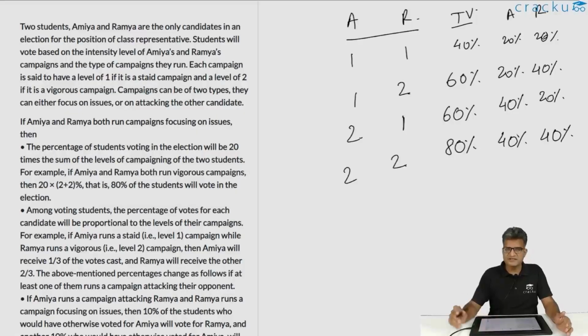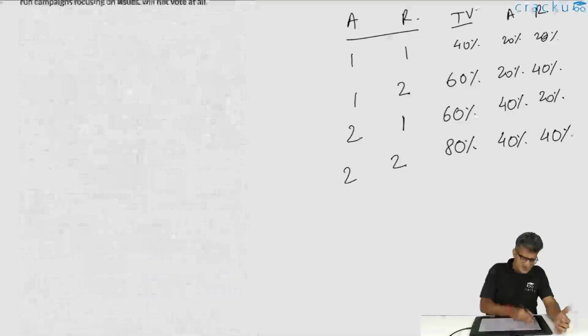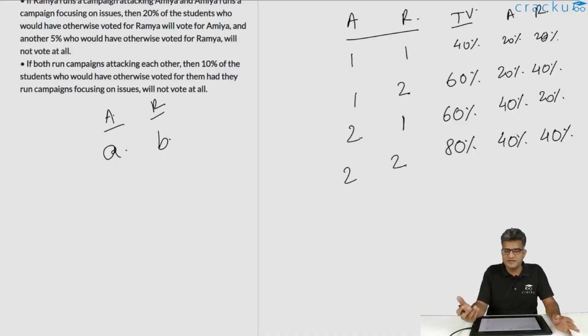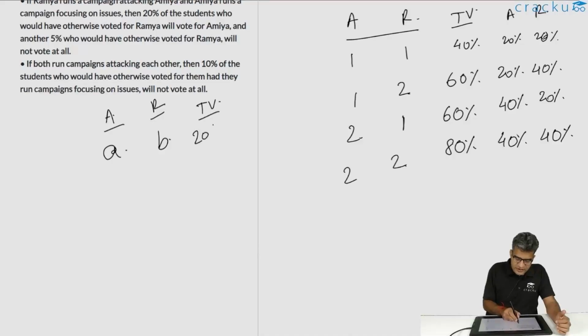Now, you would notice, if you are looking closely, that the percentage of vote that a person gets is essentially dependent only on themselves, whether they're running a stoic campaign or a vigorous campaign. Because you can even calculate it. Suppose Amiya's campaign is given by A, where A can be either 1 or 2, and Ramya's campaign is given by B. Even B can take either 1 or 2. So the total voting percentage is 20 into (A plus B). This is given to us. This is the total voting percentage.